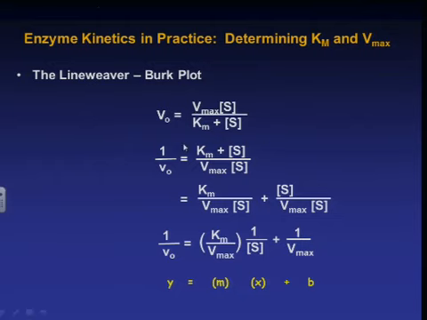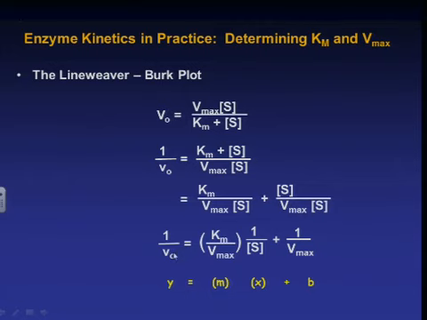What equation is that? MM. So we use MM for LB. If we take the reciprocal of both sides, we're just flipping them on their heads. So now 1 over velocity is Km plus S over Vmax times S. This term can be broken up: Km over Vmax times S plus S over Vmax times S.